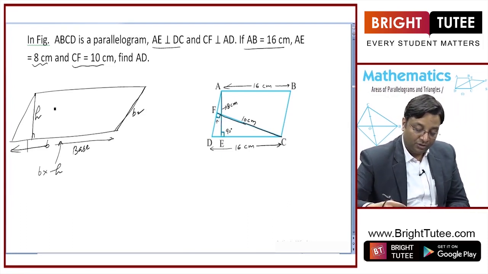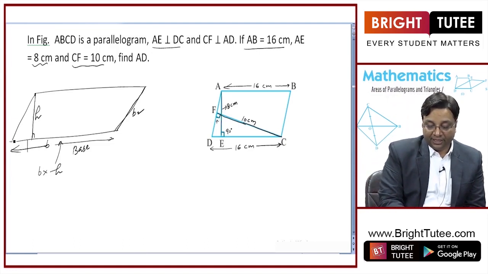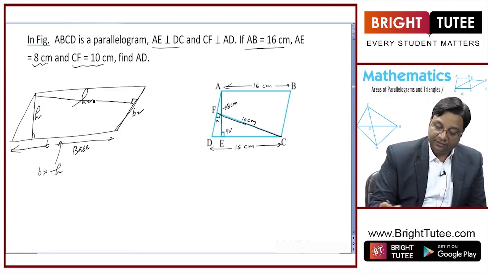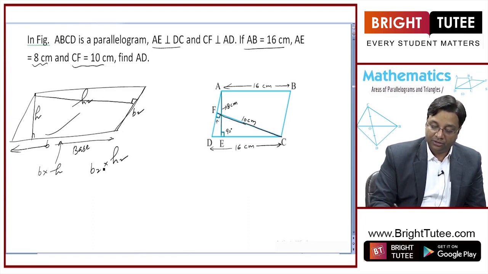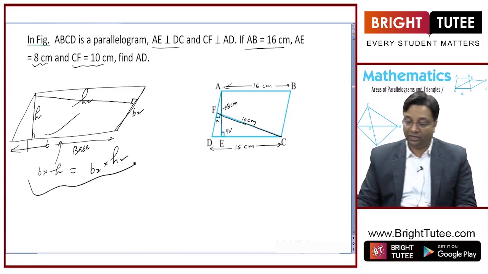Now, I will have to drop a perpendicular from this side to this side, right. So, let me drop the perpendicular here. Let us say this is the perpendicular this time, okay. Now, this will be the height. So, area of this parallelogram is also equal to b2 into h2. Hence, these two areas are equal, right, because we are talking about the same parallelogram here.